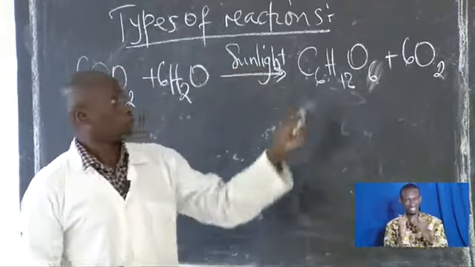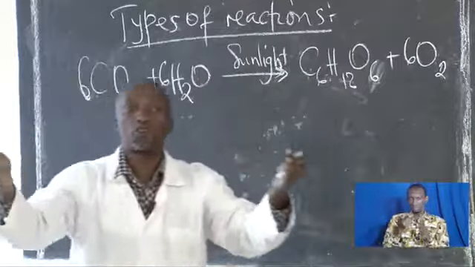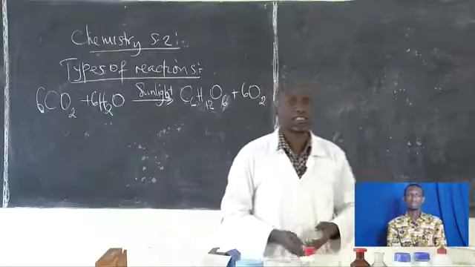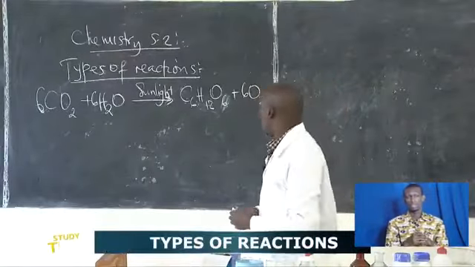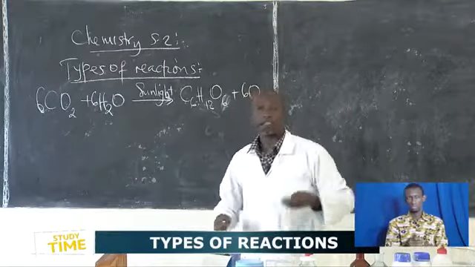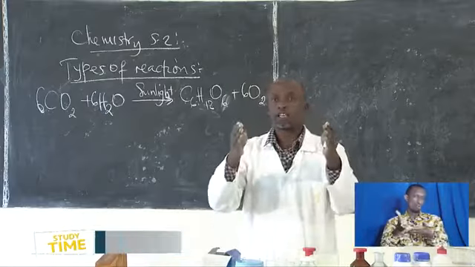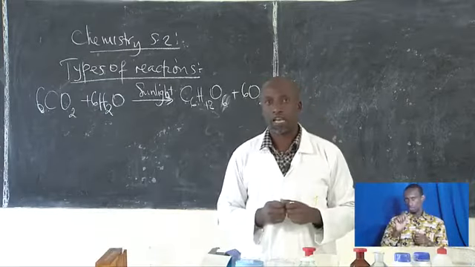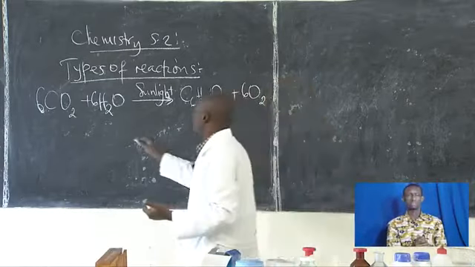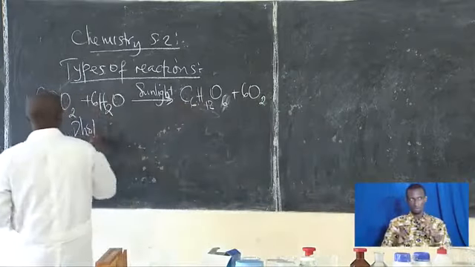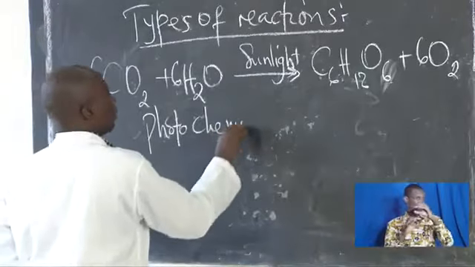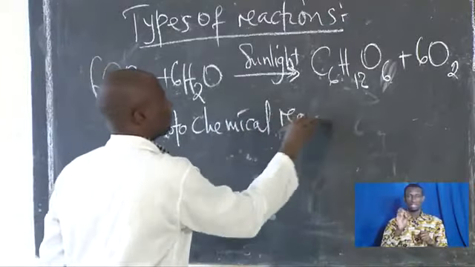So that means the process of photosynthesis gives the food component, and it takes place in the presence of light. All the reactions that take place in the presence of light are called photochemical reactions. So we can call this one a photochemical reaction.